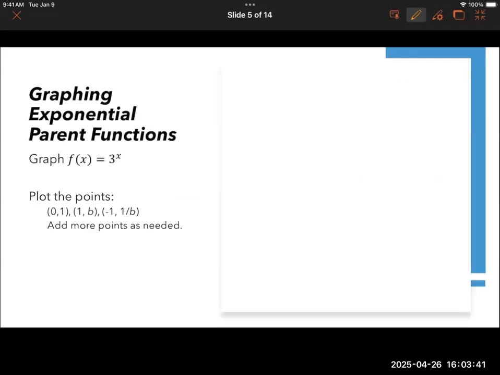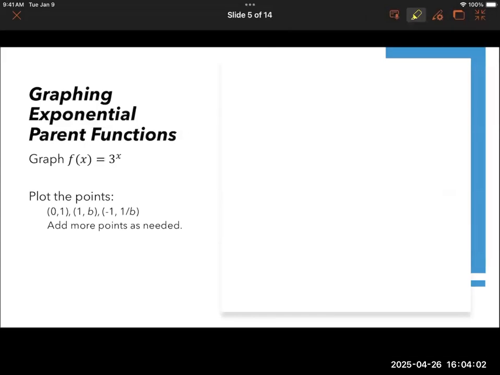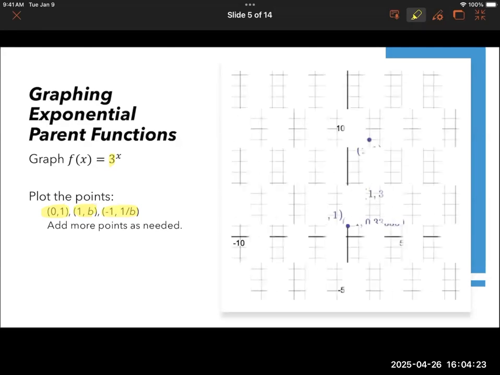Now, because we can have different values for b, there are a few tricks that you can keep in mind when you're asked to graph an exponential parent function. For example, if I ask you to graph f of x equals 3 to the x, some of the easiest points to start with are going to be (0, 1), obviously, because as we just said, that is a point all the time on a parent function. And then the point (1, b), whatever that b would be, in this case, that's 3. And then (-1, 1/b), the reciprocal of b. And then from there, you can add some extra points in as you need to.